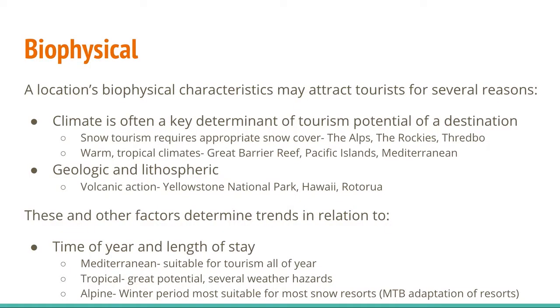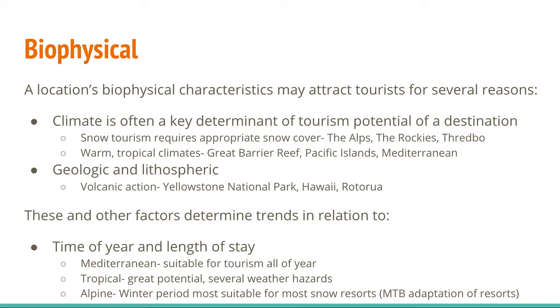So a location's biophysical characteristics may attract tourists for several reasons, and climate is a key determinant of this. And this is one of the most significant determinants. We all know that poor weather can lead to poor experiences. Imagine going to a Pacific island and it's continually rainy, windy, cold. It's not what you expected. So climate is one of those real key factors that influences tourism.